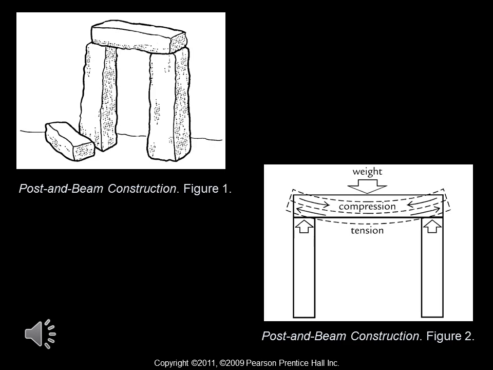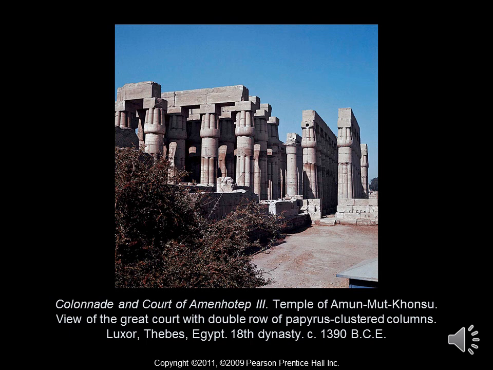support. The colonnade and court of Amenhotep III in Egypt from almost 3,400 years ago is an example of post and beam or post and lintel construction. You have your vertical supports that are columns in this case with horizontal beams across the top. A row of columns connected with horizontal beams is called a colonnade.